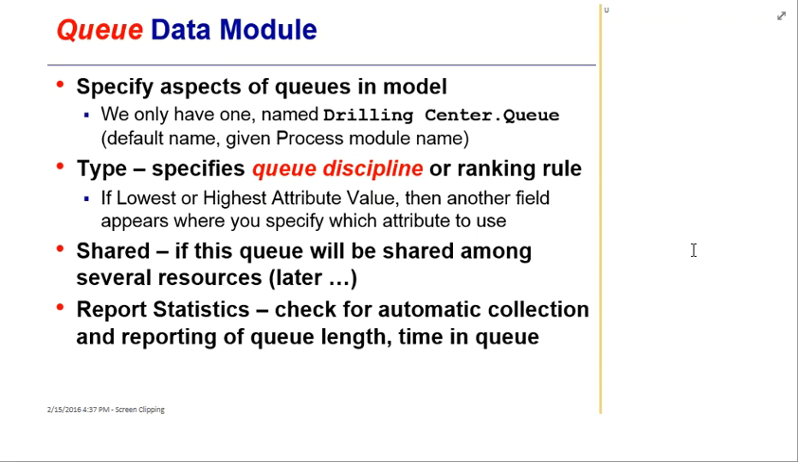Does it go to the front of the line, or does it follow priority, or what methodology or construct am I using to put that entity in the queue, and where does it fall? Shared queues are something that we'll talk about later. And we'll get to that when we get to advanced processes. And then finally, report statistics. So that's just a question that's being asked. Do you want to report statistics?